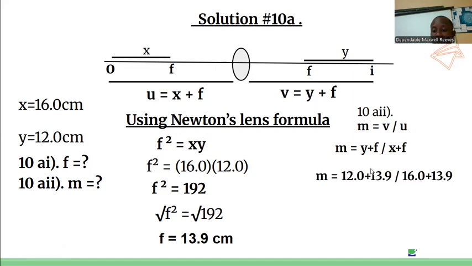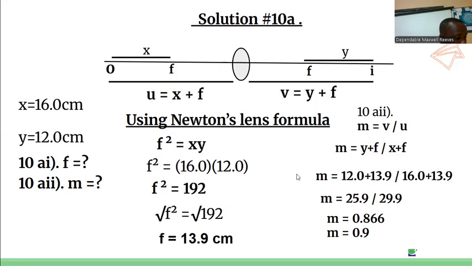So replacing all of the values, we have 12.0 plus 13.9 divided by 16.0 plus 13.9. Adding the values, 12.0 plus 13.9 gives 25.9. When we add 16.0 plus 13.9, we have 29.9. Dividing the two values, we have our magnification to be 0.866, but we want to round it to one decimal place, so we have 0.9. So this is our final answer.